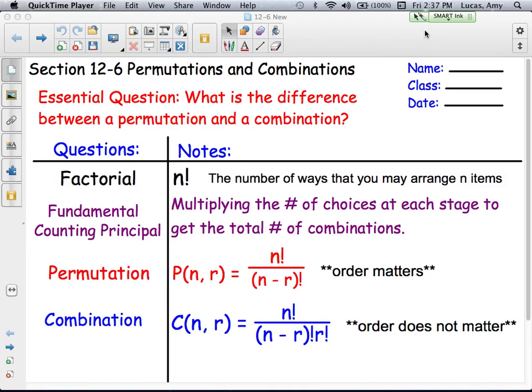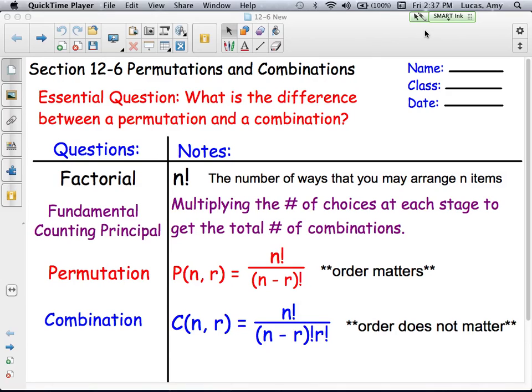A combination, the notation looks very similar to a permutation. The denominator is different though. The denominator has an r factorial being multiplied by the n minus r factorial. And the order does not matter in a combination.